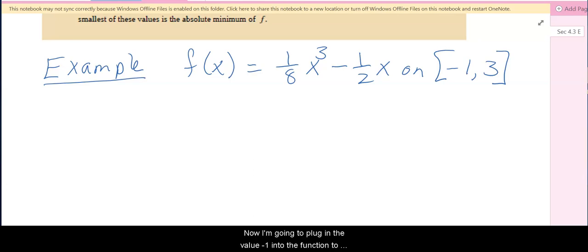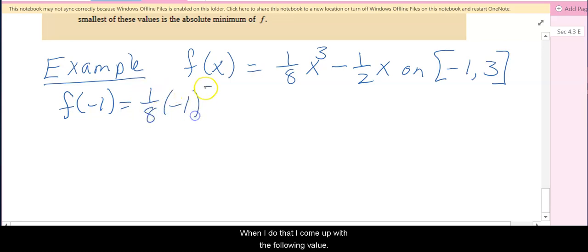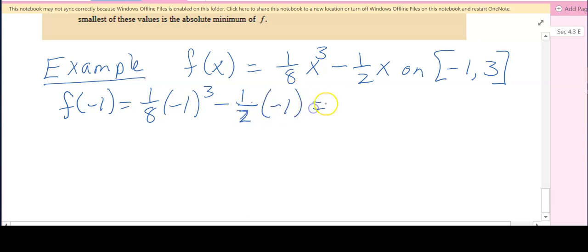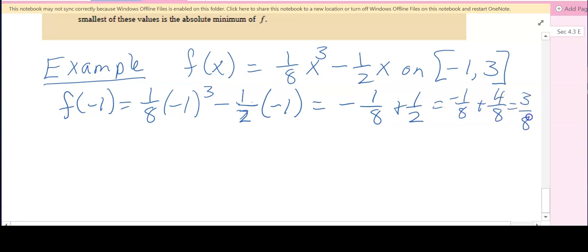Now I'm going to plug in the value -1 into the function to find the y value when x equals -1. When I do that, I come up with the following value. This will give me -1/8 plus 1/2, which is the same as -1/8 plus 4/8, which gives me 3/8.